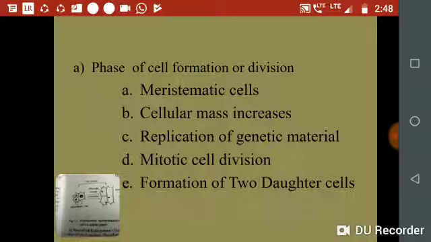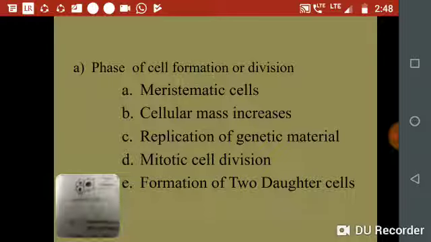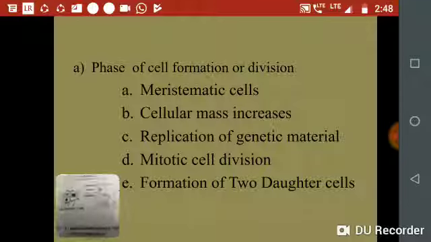The daughter cells formed by division of the meristematic cell enlarge, mature, and finally bring out a visible increase in the size of the plant body or organ. During the maturation phase, the new cells differentiate to form different plant tissues and are utilized for the formation of the mature plant organs. In that, first is the phase of cell formation or cell division.